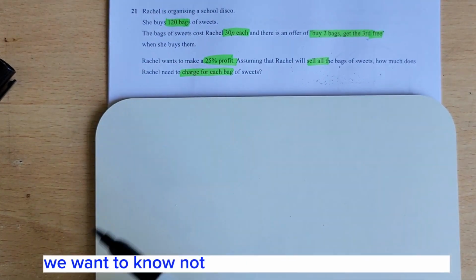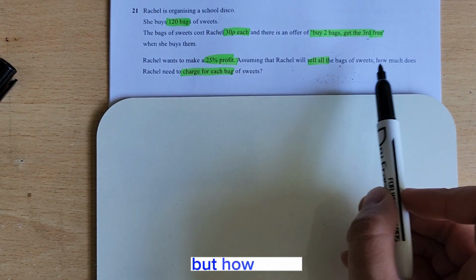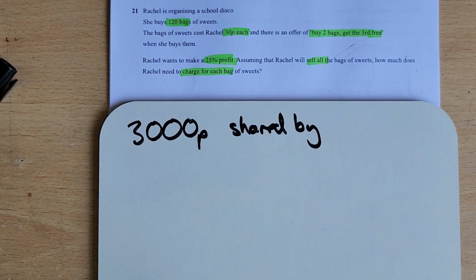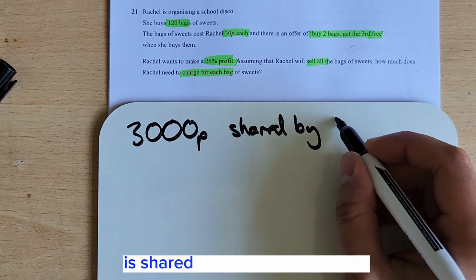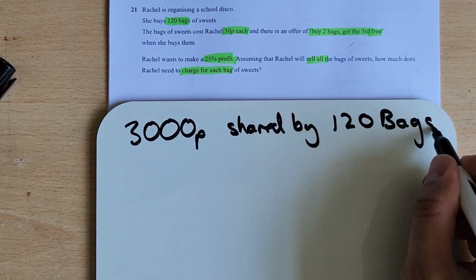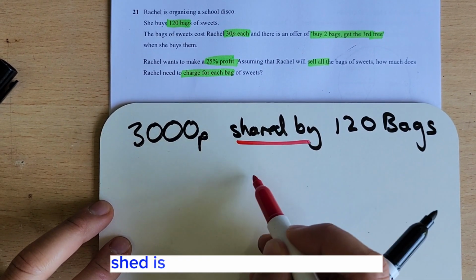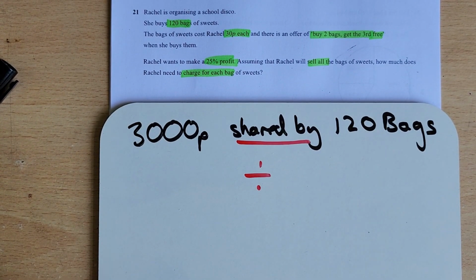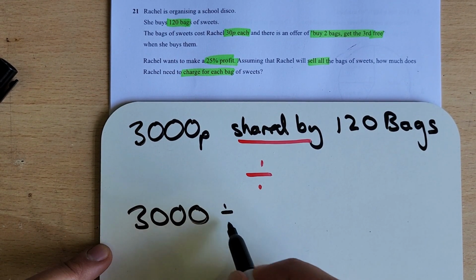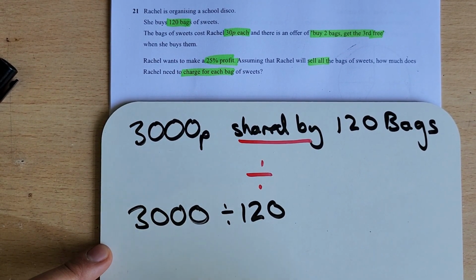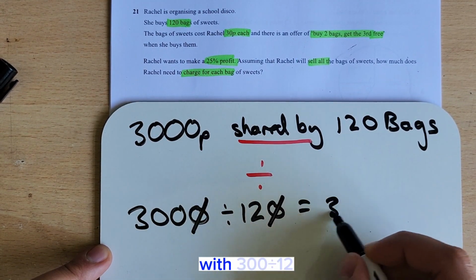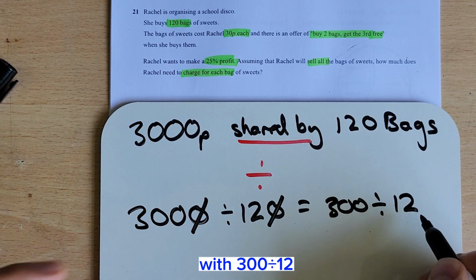So she wants to take home 3,000 pence. We want to know not how much she goes home with, but how much she needs to charge for each bag of sweets, which means that 3,000 pence is shared by 120 bags of sweets. Shared is telling us we need to divide. So we can go ahead and do 3,000 divided by 120. Cancel these zeros, and we'll be left with 300 divided by 12.